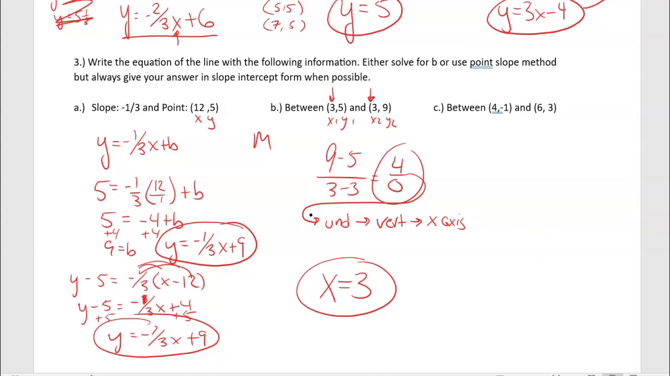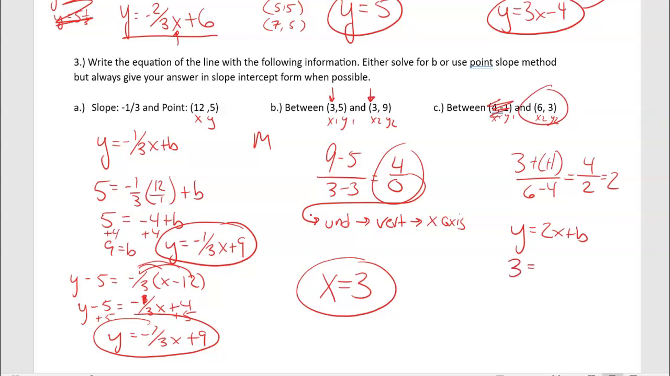Let's do one more problem. x1, y1, x2, y2. You have 3 minus negative 1 all over 6 minus 4. And that is going to give you 4 over 2, or 2. So you write the equation with everything you know. 2x, you don't know your y-intercept. Pick either point. That one's got negatives, no thank you. I'll take that one.